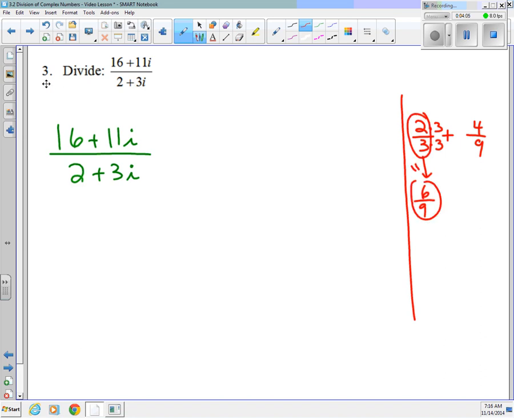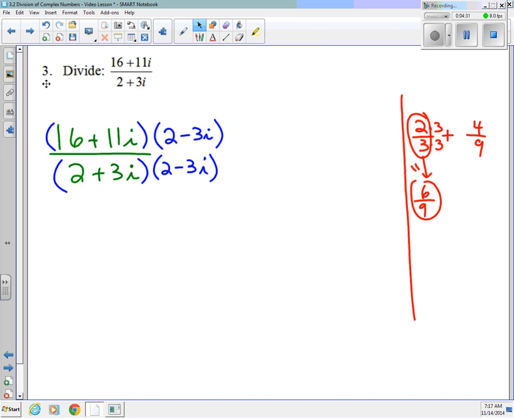So what we're going to do is multiply the green fraction top and bottom by the same quantity. And the quantity that makes sense here is the conjugate of the denominator. The conjugate would be 2 minus 3i. You might recall that when we multiply by conjugates, we actually get a real number answer. So 2 plus 3i times 2 minus 3i is going to give us a real number answer.